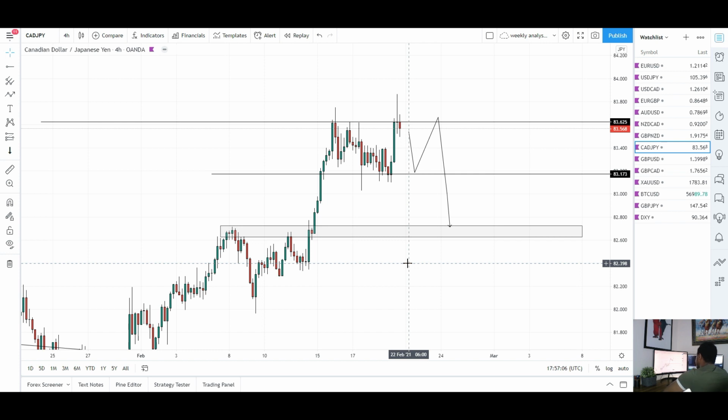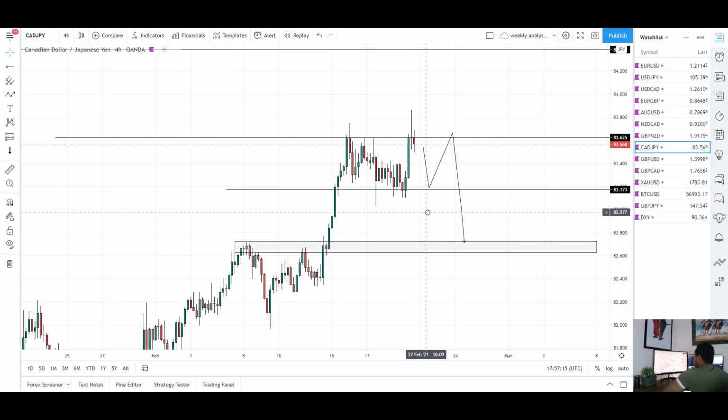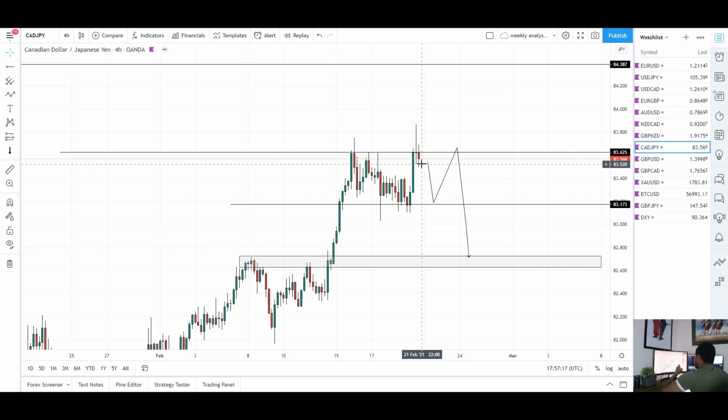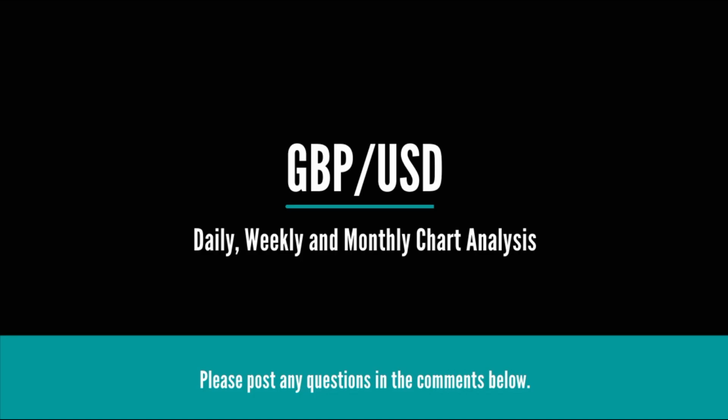So for CAD JPY, just going to be expecting to see a bit of consolidation and just see which way we break out of, and that will determine where we're probably going to head for next week. But again, a break to the upside, expecting to see 84, maybe even higher. Break to the downside, expecting to see a retest of that resistance, now support. Up next is GBP USD.